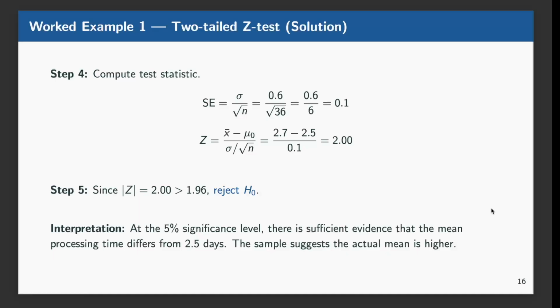Step 5. The decision. Since 2.00 is greater than 1.96, we reject H0. In plain English, at the 5% significance level, there is sufficient evidence that the mean processing time differs from 2.5 days, and the sample specifically suggests the true mean is actually higher than claimed. Notice that we followed the exact 5-step checklist from the previous slide, start to finish. Are you ready for a right-tailed version of the exact same idea?